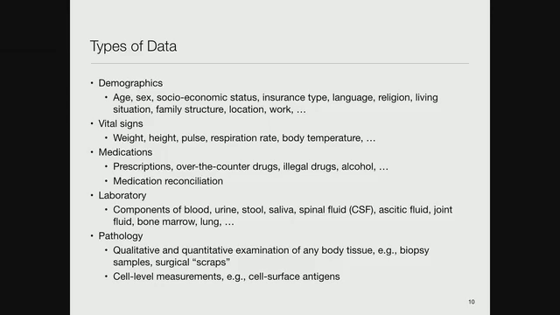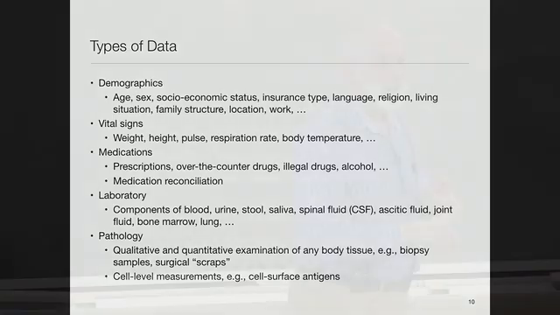We have vital signs: your weight, your height, your pulse, respiration rate, body temperature, etc. So these are typically the things that if you ever go to a doctor's office or you go into a hospital, a nurse will take you aside and weigh you and measure your height and check your blood pressure and take your temperature and stuff like that. These are standard vital signs, and so we have lots of those recorded. Medications, prescription medications, over-the-counter drugs, illegal drugs if you're willing not to lie to your healthcare provider, alcohol.